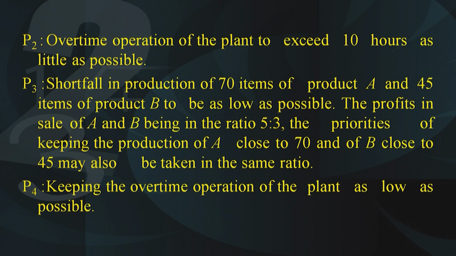Similarly, the second goal P2 is overtime operation of the plant to exceed 10 hours as little as possible. The third goal P3 is shortfall in production of 70 items of product A and 45 items of product B to be as low as possible. The profits on sale of A and B being in the ratio of 5:3, the priorities of keeping the production of A close to 70 and that of B close to 45 may also be taken in the same ratio. And the last goal, P4, is keeping the overtime operations of the plant as low as possible.